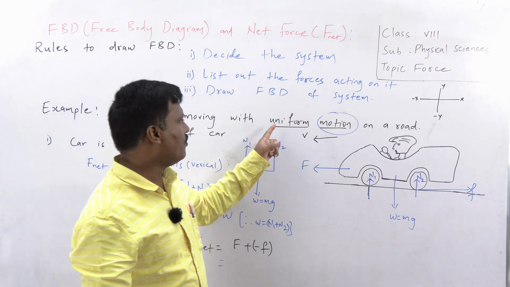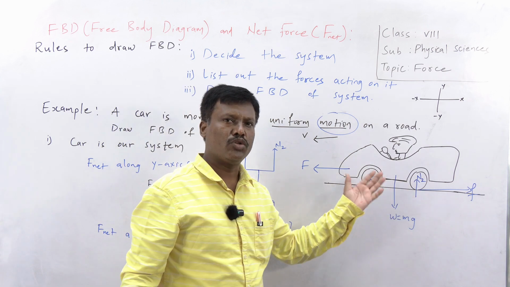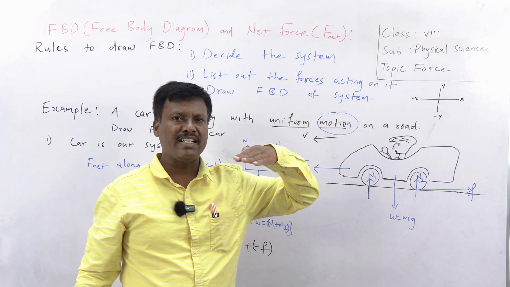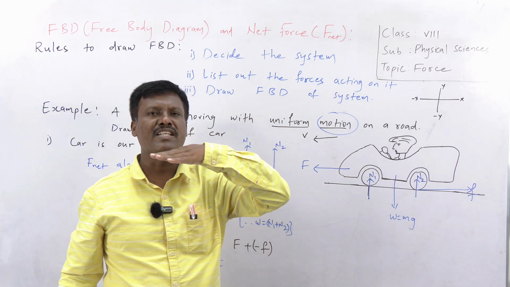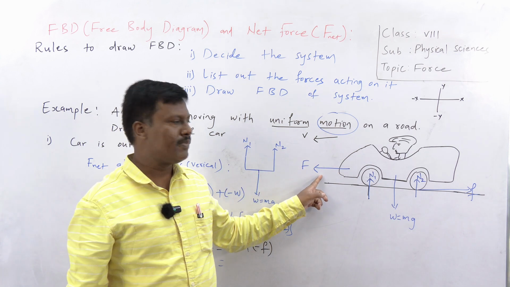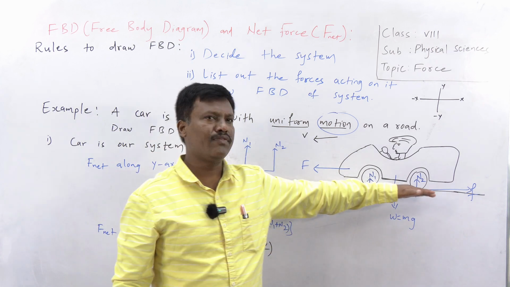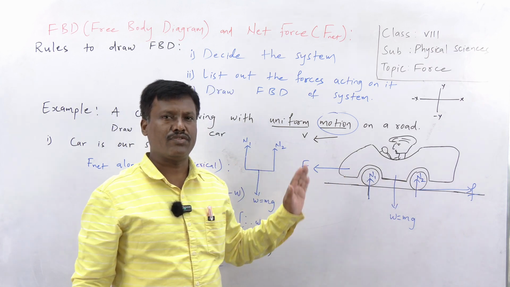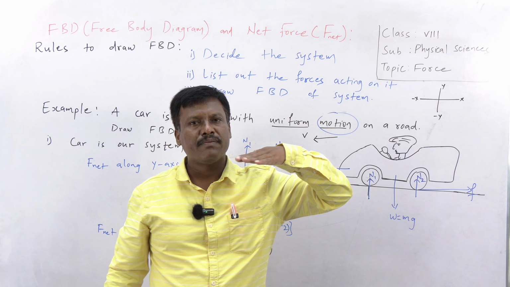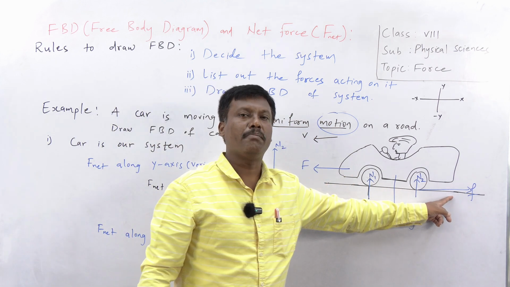Moving with uniform motion means what? Engine force and frictional force are both balancing. That is why that object is moving with the same speed without changing. Speed increases when the engine force becomes greater than the frictional force. Speed decreases when frictional force is greater than engine force. But if it is moving with uniform speed, that means these two forces are balanced.